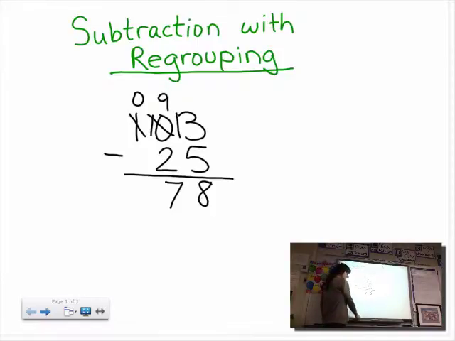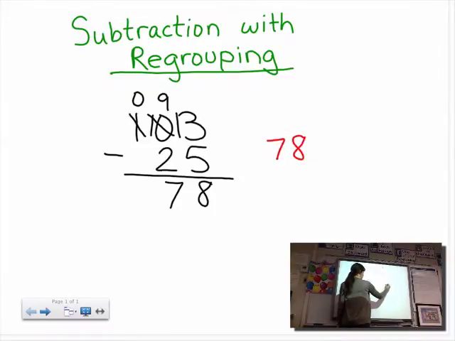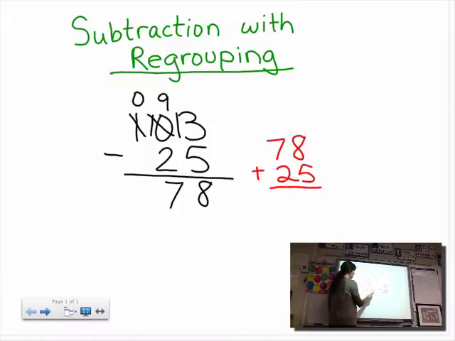And I can now take this a step farther by checking my answer, my difference, with addition. To check my answer with addition, I would simply work from the bottom up. If I take my difference of 78 plus 25, I will know my answer is correct if I'm left with the number we started with, 103.